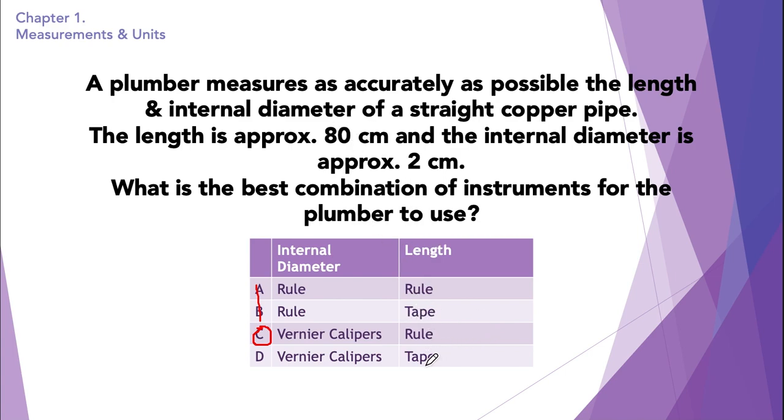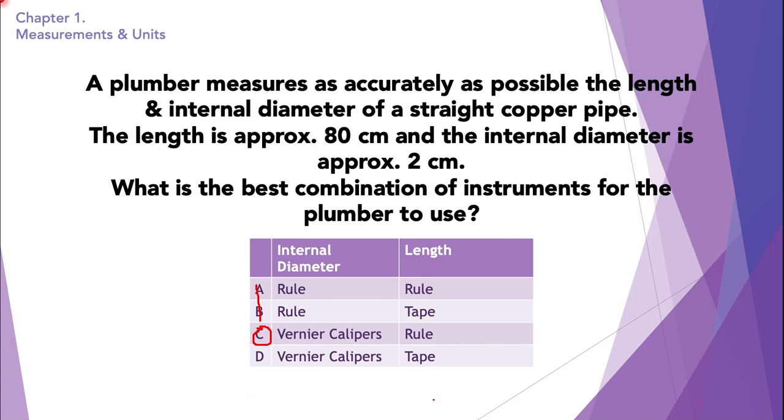A tape measure would be not suitable for it, as a tape measure is used to measure longer lengths like 2 meters, 3 meters and in kilometers. So tape measure is used when the length of any object is greater than 1 meter. So the length of this straight pipe was 80 centimeter, and this can easily be measured using a meter rule. So the correct option is C.